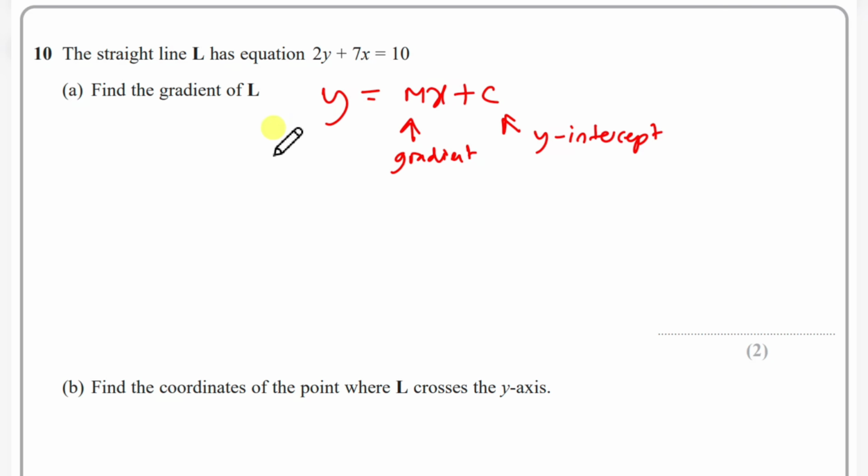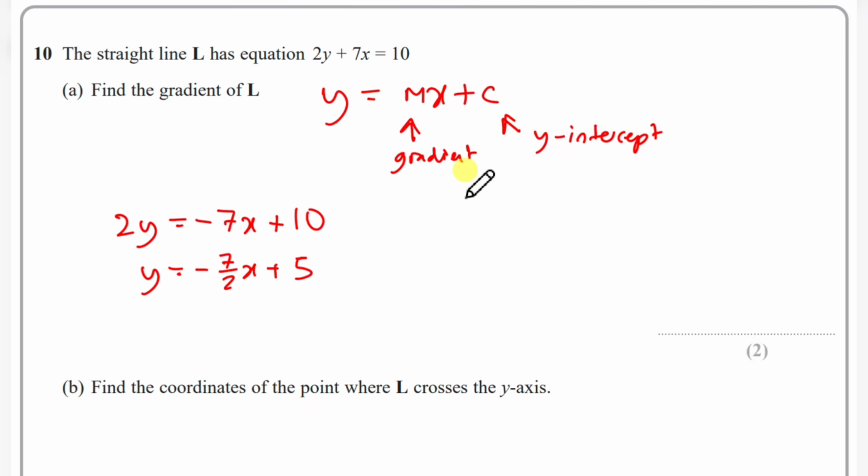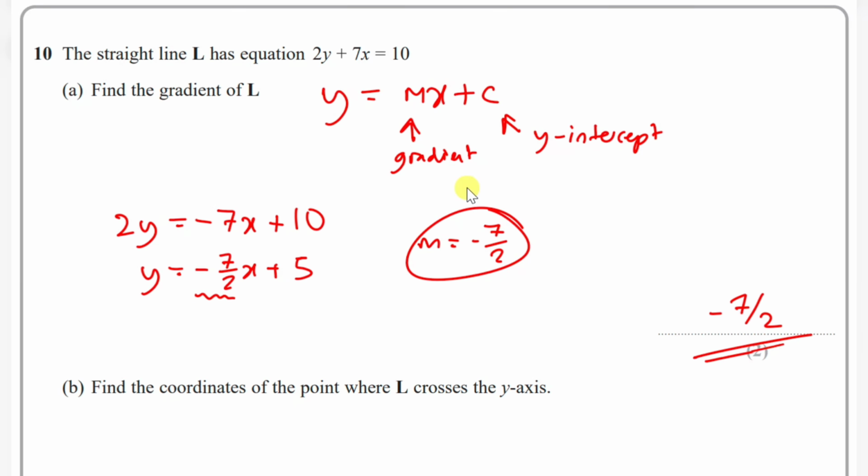Now, what this means is that you want to rearrange this to make y the subject. So let's firstly minus 7x across. So we're going to have 2y equals minus 7x plus 10. And now we need to divide by 2. So it'll be y equals minus 7 over 2 x plus 5. Just divide everything by 2. Therefore, the gradient is literally the number in front of the x, which is minus 7 over 2. And that's exactly what they want.